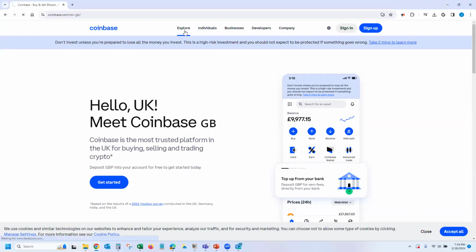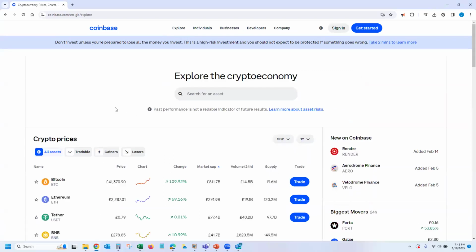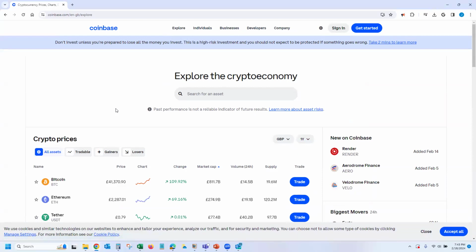When you go to the Explore here, that will give you the option to look at the cryptocurrencies that are listed on Coinbase. Now, this is a disclosure. Some of these cryptocurrencies that you find on Coinbase are not necessarily traded on Coinbase, nor Robinhood, which is commonly used in the US in asset trade.